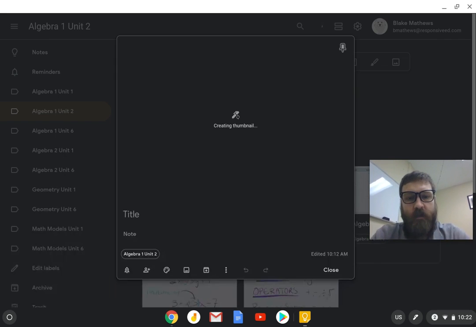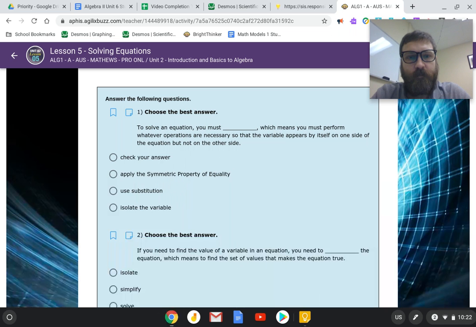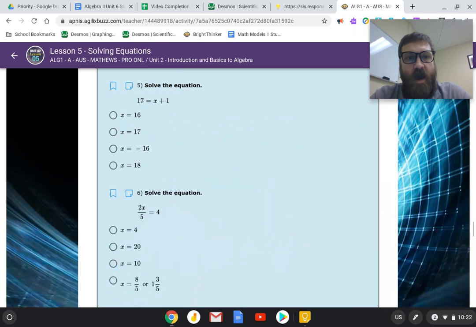So let's jump over and look at the questions from the lesson and see if there are any other examples I need to do. So you've got vocabulary at the top, 1, 2, 3, 4, all the way. Then we get to number 5. Number 5, we did examples like this. It's x plus a number. So you need to get rid of the 1 somehow.